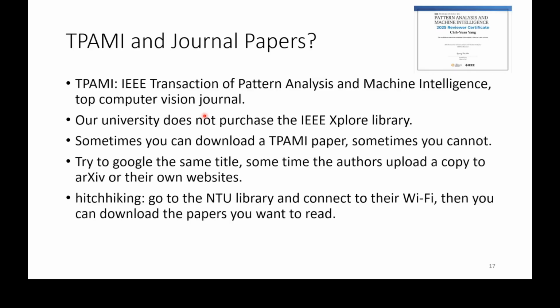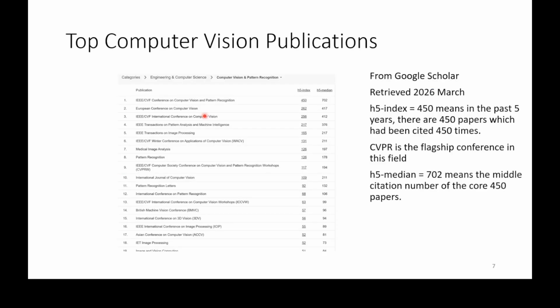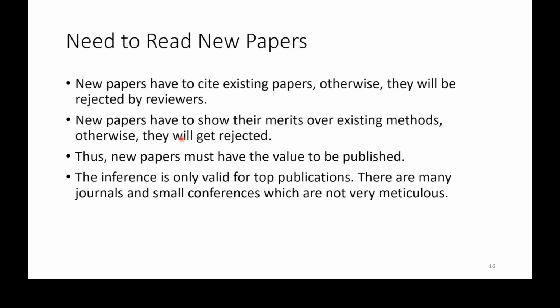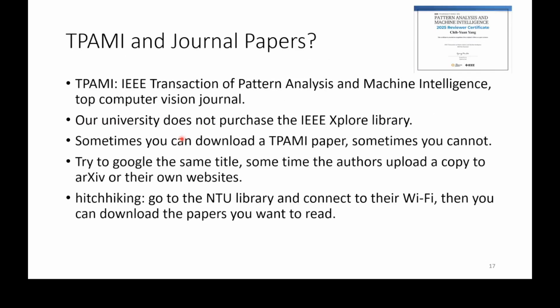Okay, as from this table, we see there are some conferences. And how about the journals? For example, TPAMI and TIP. Both of those journals. So let me talk about that. TPAMI is the best journal for computer vision in the world.